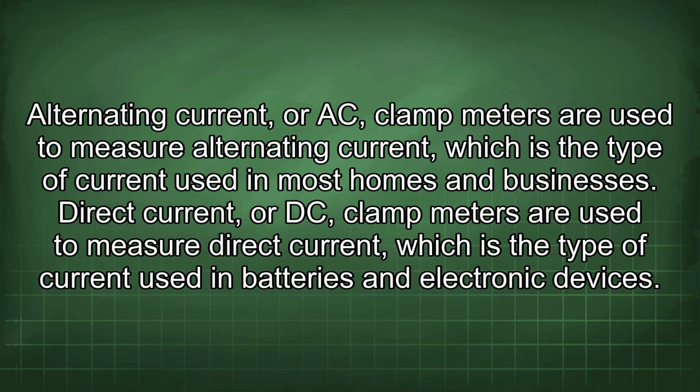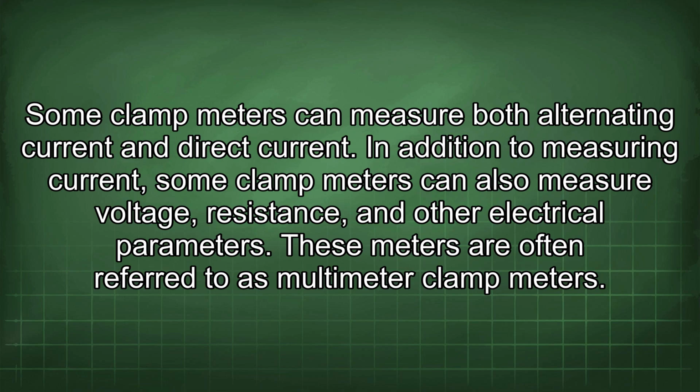Alternating current, or AC clamp meters, are used to measure alternating current, which is the type of current used in most homes and businesses. Direct current, or DC clamp meters, are used to measure direct current, which is the type of current used in batteries and electronic devices. Some clamp meters can measure both alternating current and direct current.